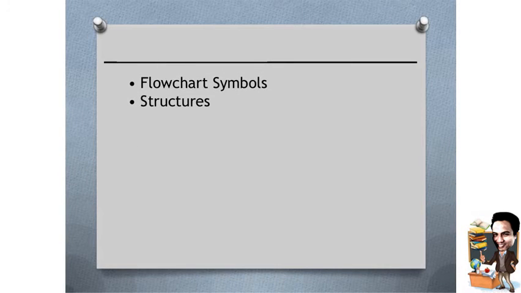We have completed flowchart symbols. So today we will talk about flowchart structures. We have 3: sequence, selection, and repetition.